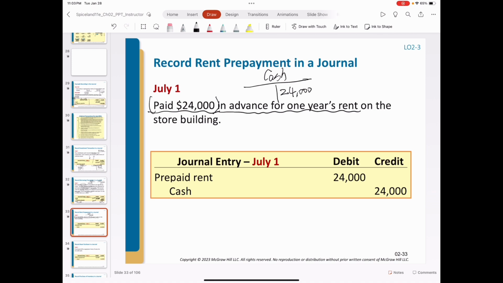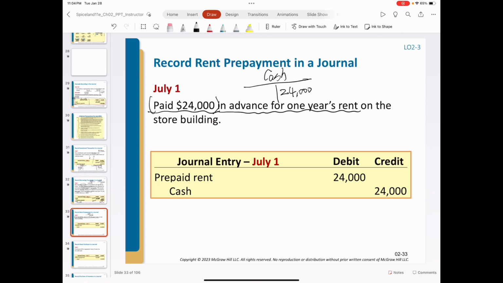Because this is rent for 1 year. But keep in mind, we are now just in July. So in this month, the company actually only incurred 1 month's rent. However, it prepaid for a whole year, 12 months of rent. The $24,000 is not rent expense. Why? Because that's just the first day. The lease just starts and no expense has been incurred.